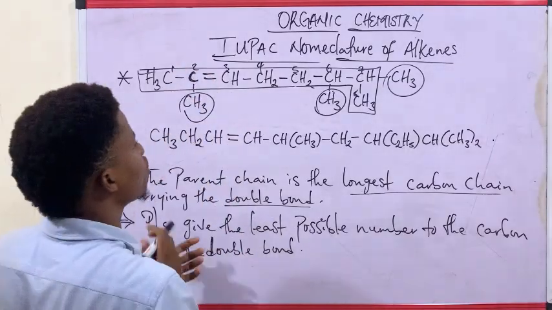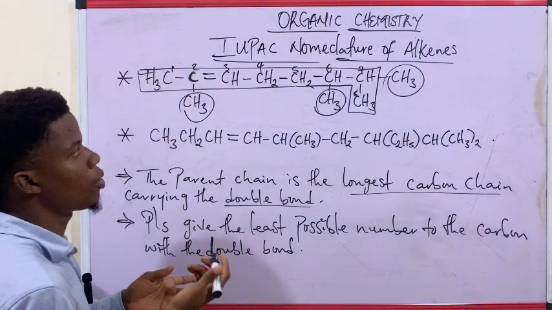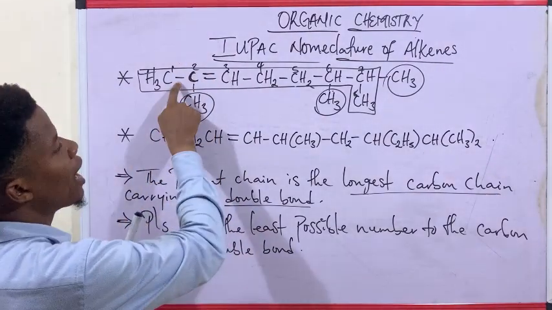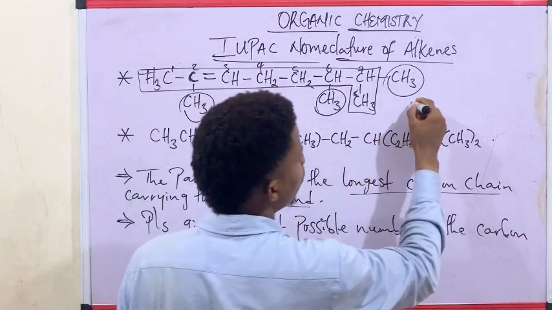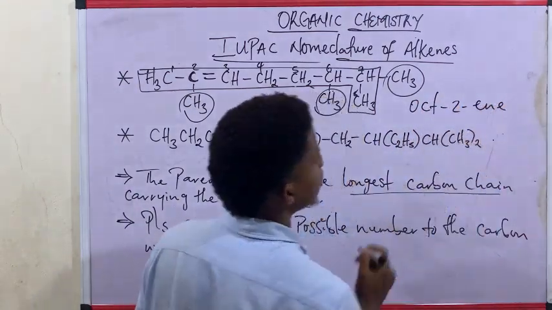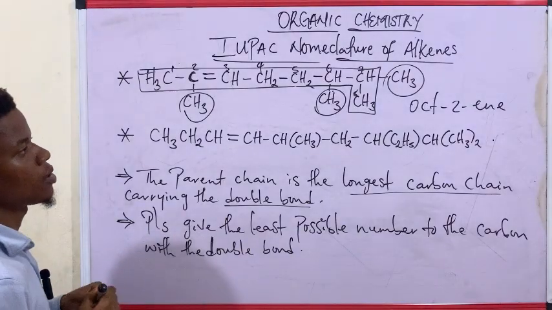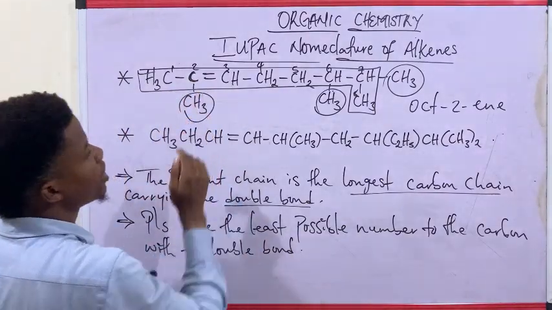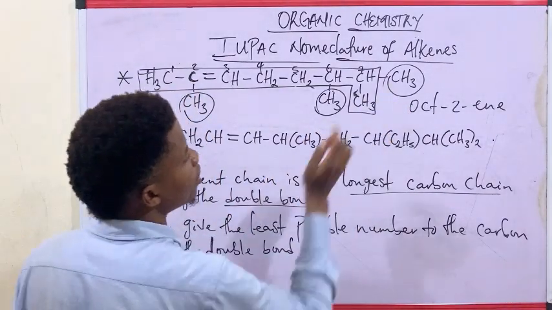So therefore 2 is the number that is carrying the double bond. So now our parent chain is simply oct-2-ene. Alright, that's our parent chain, oct-2-ene. Now let us add our substituents.